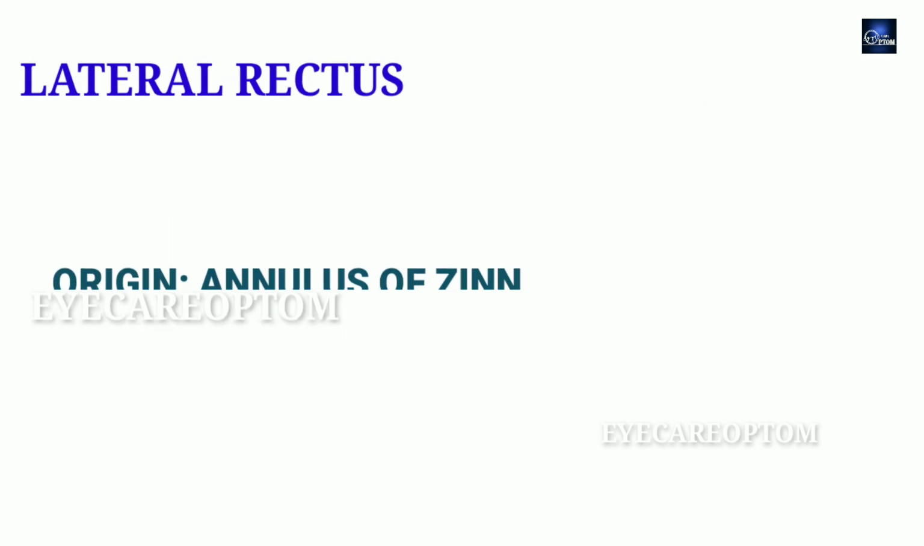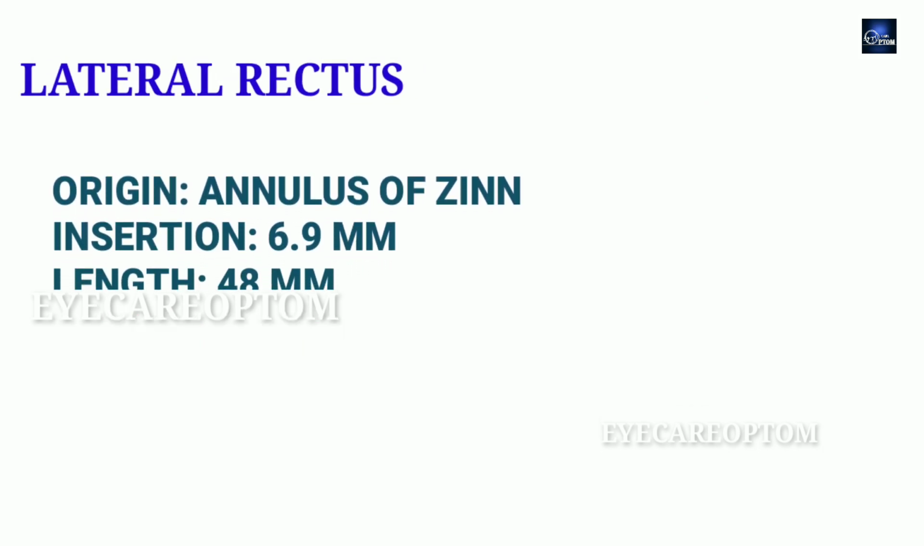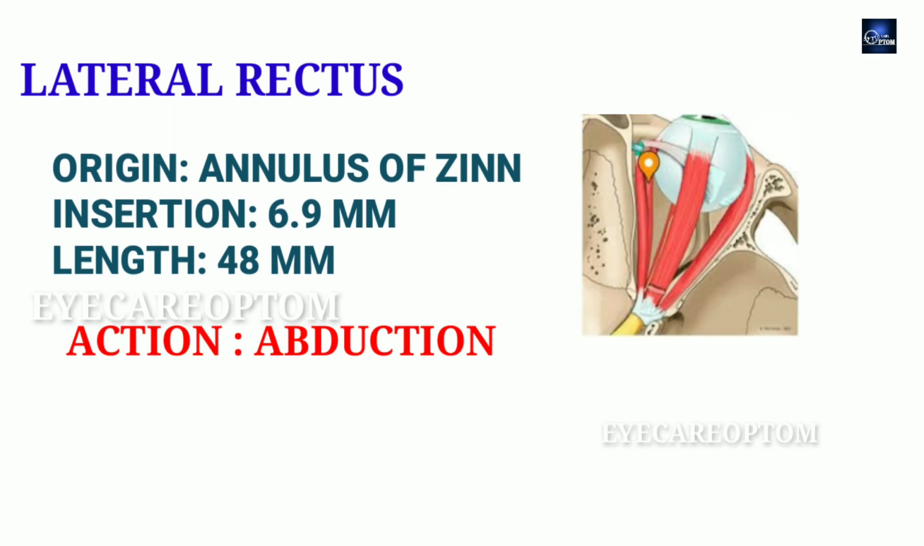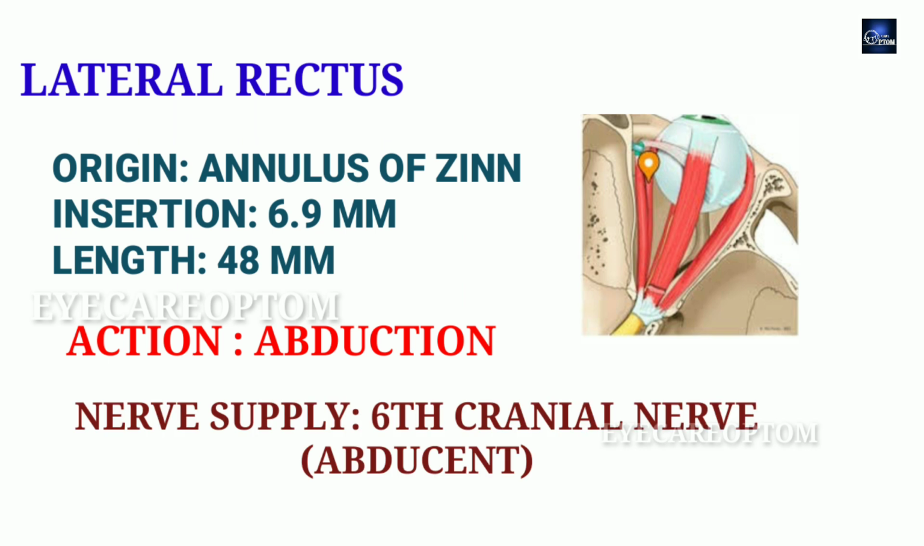And the lateral rectus muscle originates from the lateral part of the annulus of Zinn, attaching into the sclera around 6.9 mm from the limbus. The action of this muscle is abduction. This is supplied by the 6th cranial nerve, which is the abducens nerve. The total length of this muscle is 48 mm.